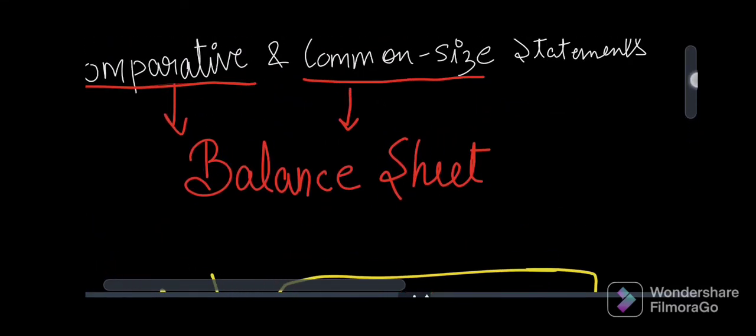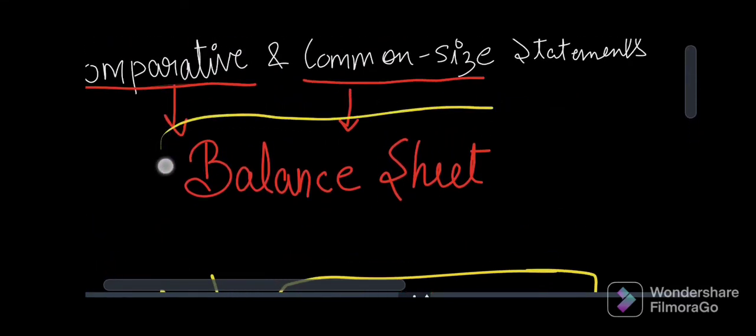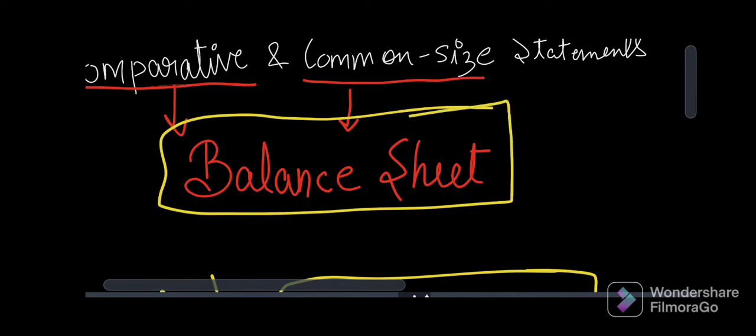We will be looking at the proforma and then we will move directly to the balance sheet, comparative and common size. Basically I will show you the proforma of the balance sheet, and then I will tell you what happens in the comparative balance sheet and what happens in the common size balance sheet. Then we will look at the question in the next part, and therefore this chapter is going to get completed. So straight away let's dive into this chapter.